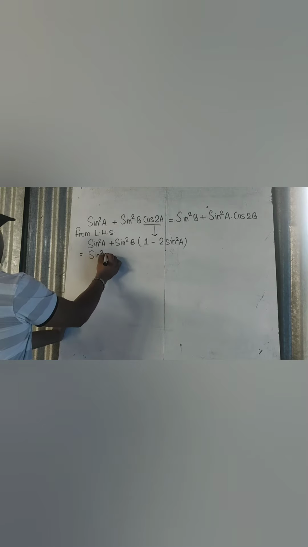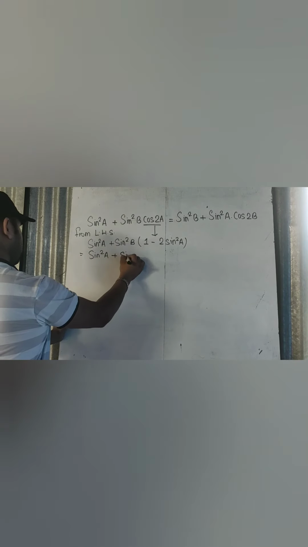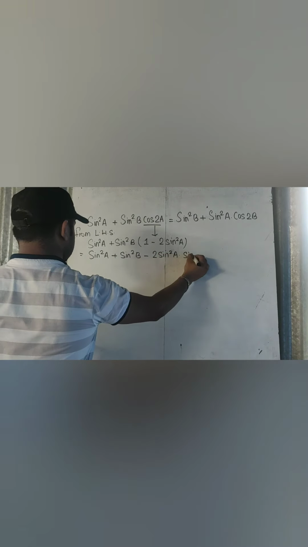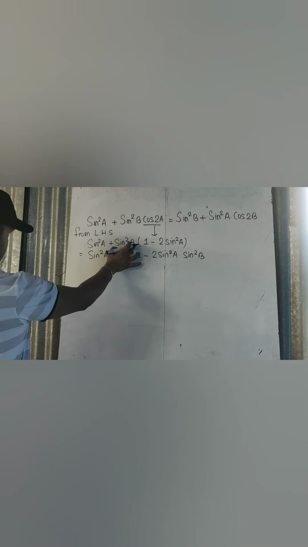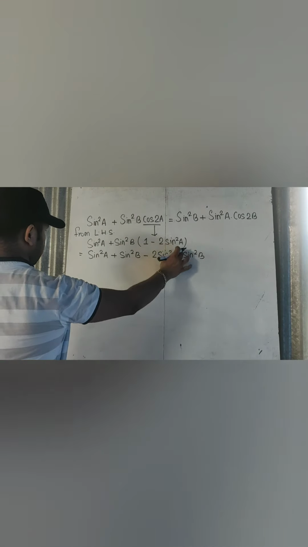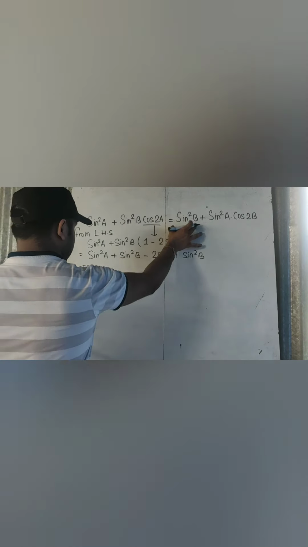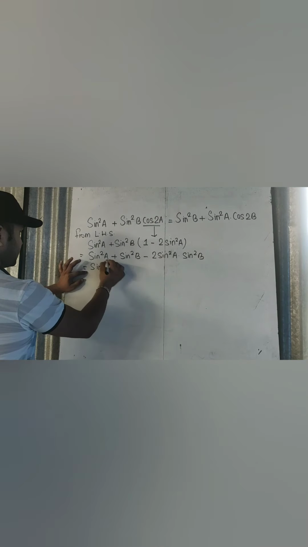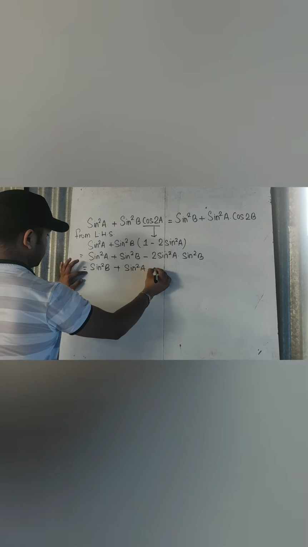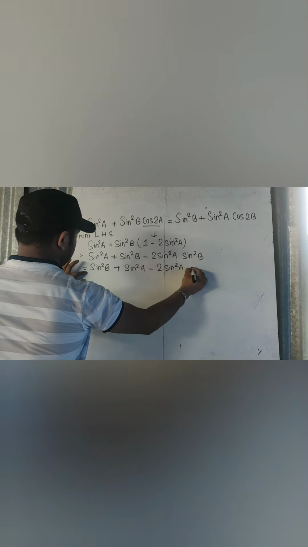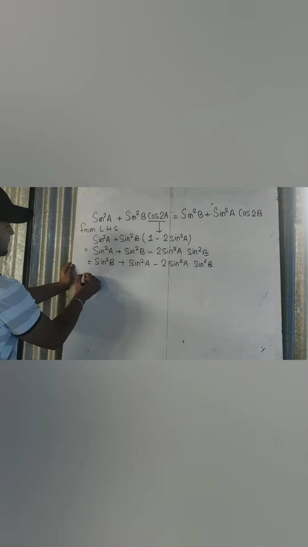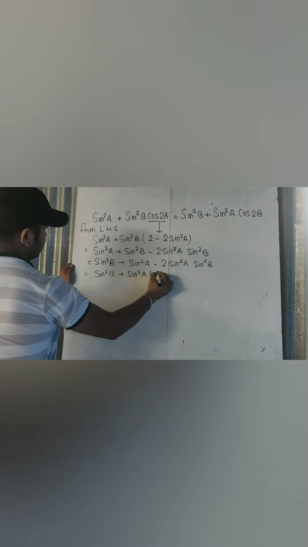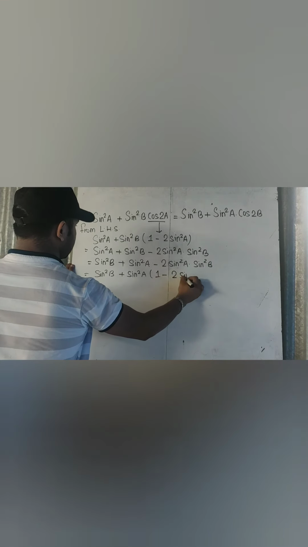Now, sin square a plus sin square b into 1 is sin square b minus 2 sin square a sin square b. Sin square b into 1 is sin square b, sin square b into 2 sin square a is 2 sin square a sin square b. Now we have sin square b at first, so let's get the sin square b at first here to match with RHS. Plus sin square a minus 2 sin square a sin square b. You have sin square b already here. You can get sin square a common here, and then you have 1 minus 2 sin square b.